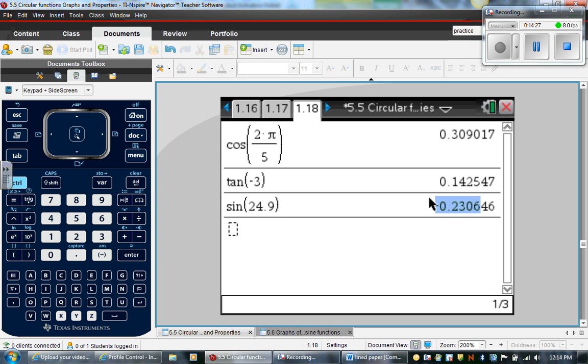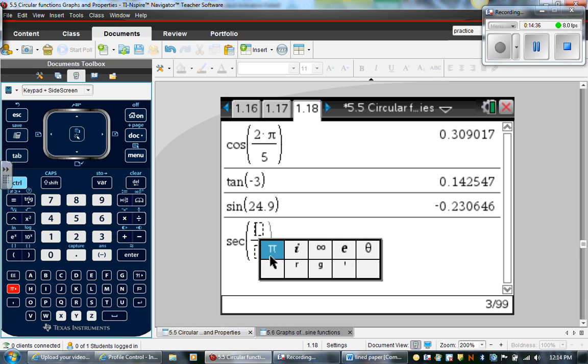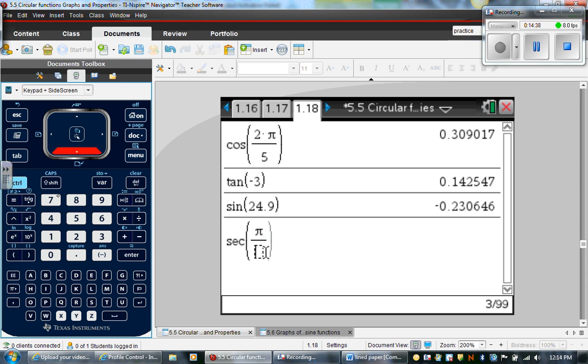One last one, secant of pi over 7. We can use our secant key. Go ahead and put your fraction template in, pi over 7. That gives 1.1099.